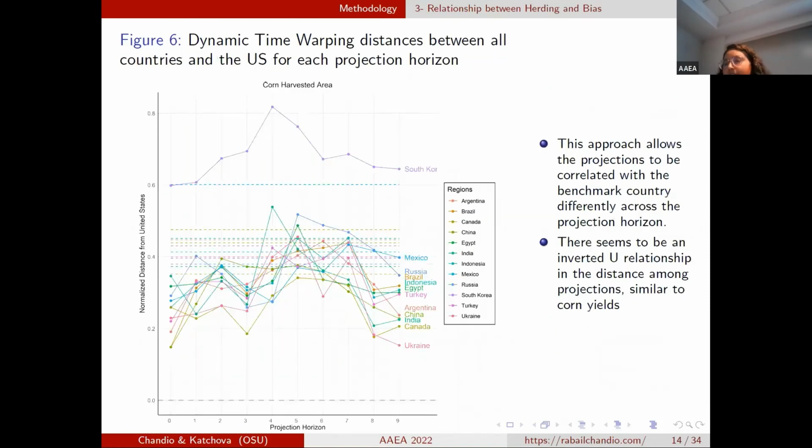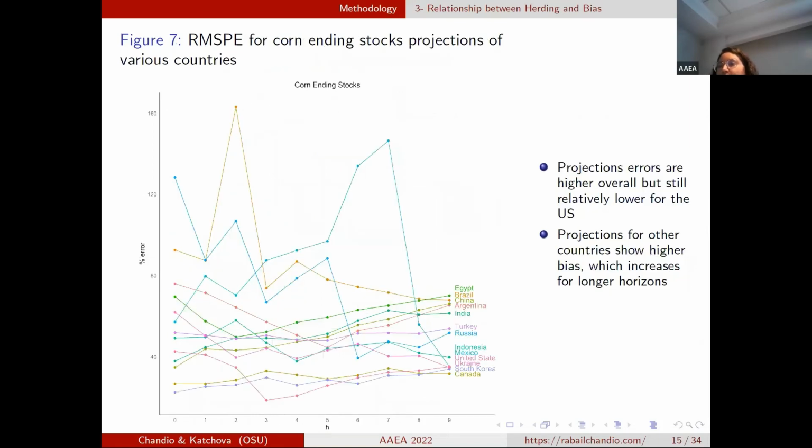The inverted U relationship still remains here. Earlier on, the projections are closer. At the end, they're closer. In the middle, they're different. But it's still not at 0 here. We see that they're still different at the start, more different in the middle, and less different at the end. They're still different. For ending stocks, the errors are much higher.